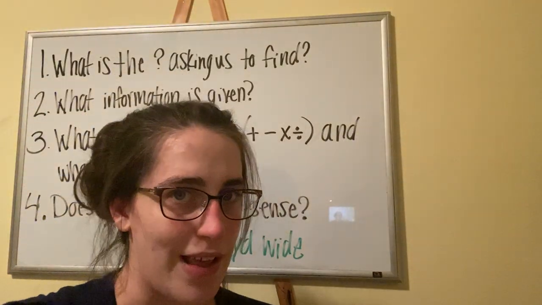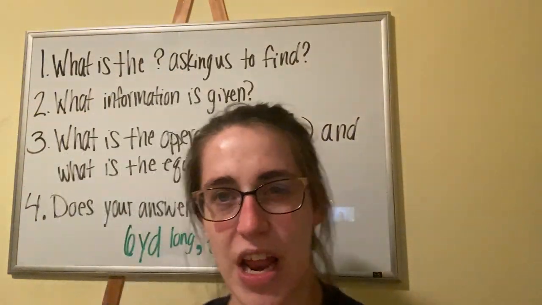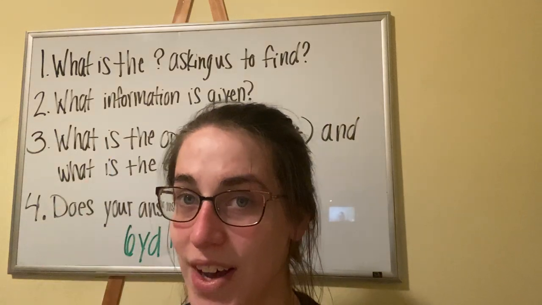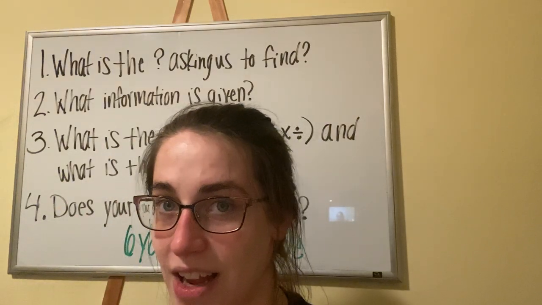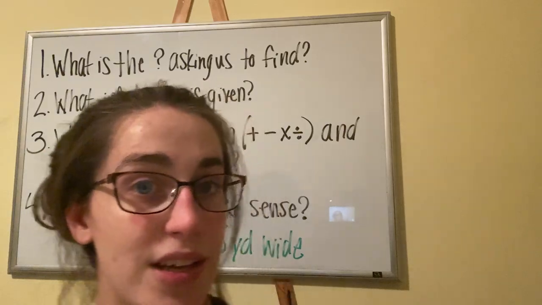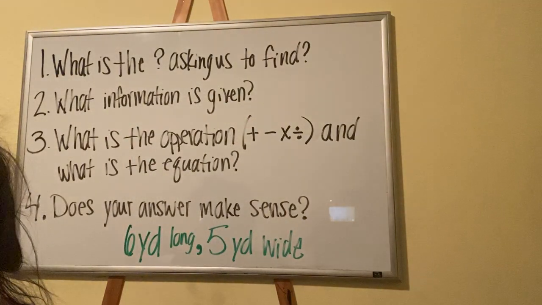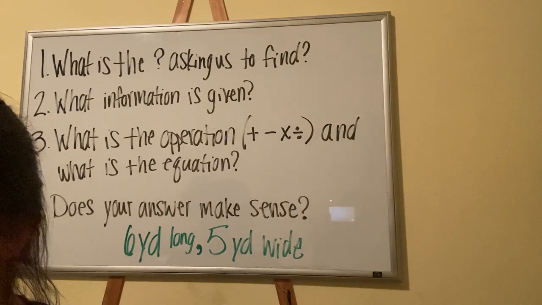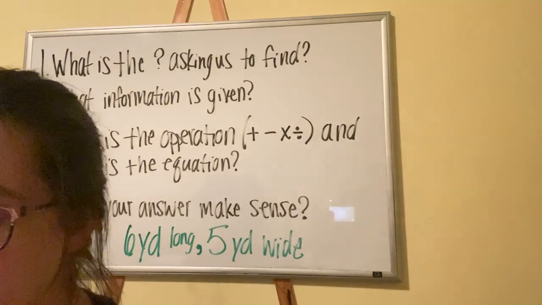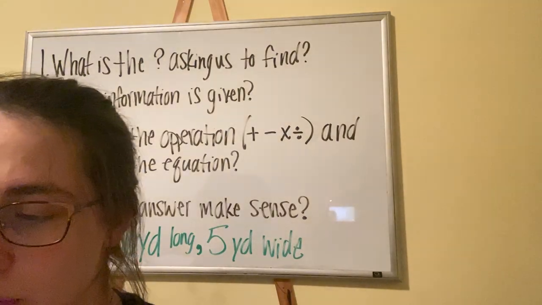What's another way? Do you remember from yesterday? Another way you can find the area inside a shape that's irregular like that. What do you think? You can partition it into two rectangles and then add the products of the two rectangles.